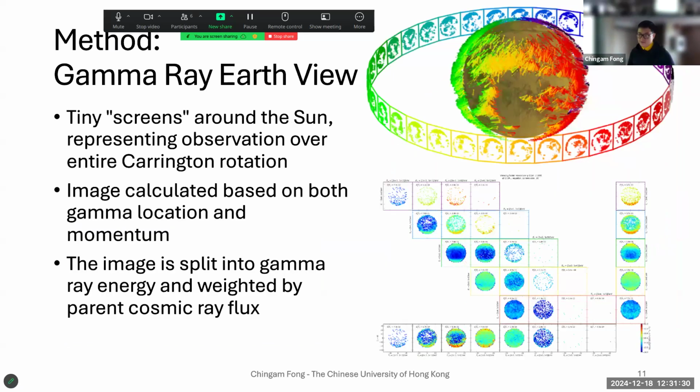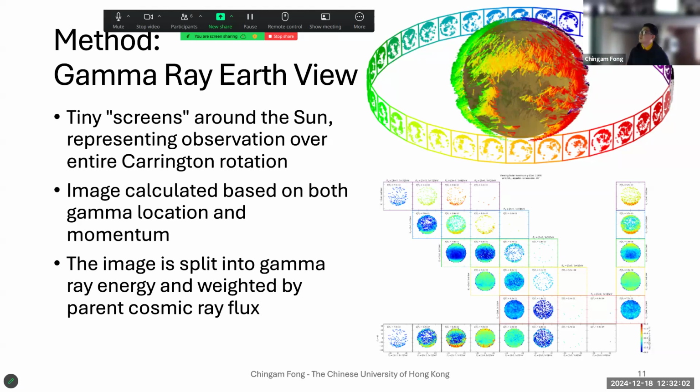And finally, the next point I want to bring up is that although we have shown a lot of morphology on the surface of the sun, that doesn't represent the whole story of what we observe on Earth, because we need to take into account both the location and the momentum to figure out what we observe. To do that, we put tiny squares to represent observer screens around the sun, going all the way around the sun, which represents observation during the entire sun's rotation.